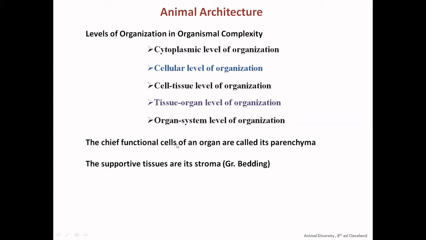The chief functional cells of an organ are called its parenchyma. So when we have a tissue or an organ, the chief functional cells, the majority of the cells that perform the function of the tissue or the organ, are known as parenchyma, and the supportive tissue is its stroma. So one organ has two major components: one is the parenchyma, another is the stroma.